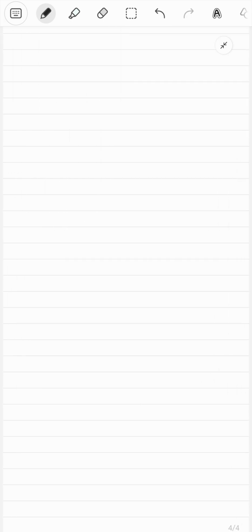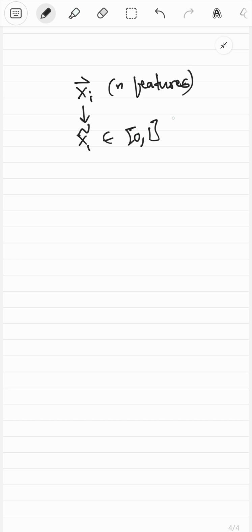So the whole idea is that you're given n features. So you have xi as some n features. You normalize this thing, so you get some xi tilde where all the features are in 0 to 1 to some power, or you could just say 0 to 2 pi. That also works. It's not a big deal. You could have any sort of range really, but let's just go with 0 to 2 pi to the power of n.